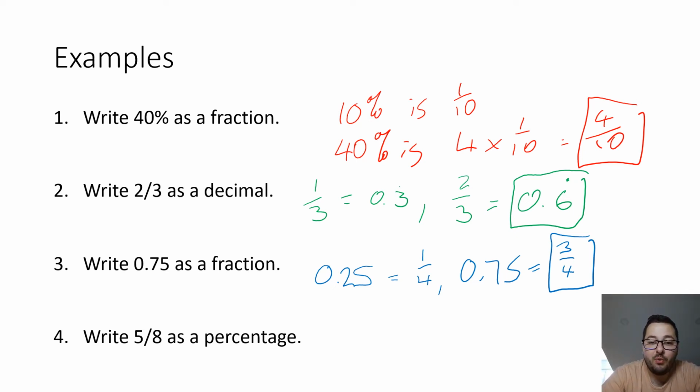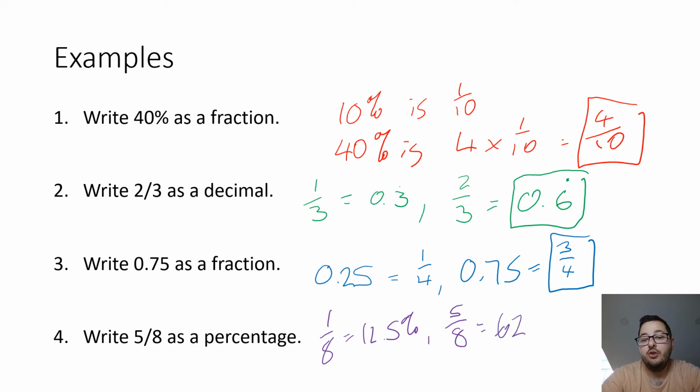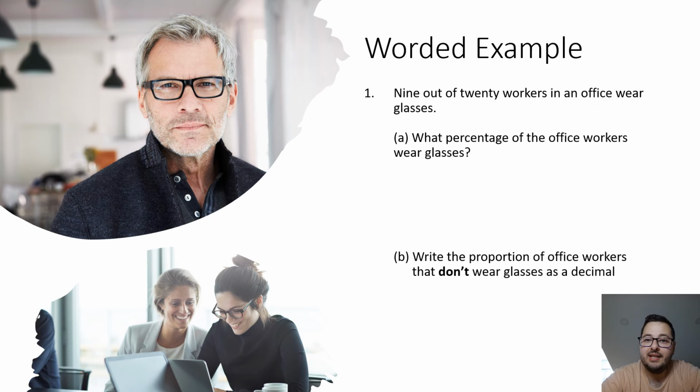Okay, and number 4, we want to find 5/8 as a percentage. Well, 1/8 is 12.5%. So 5/8 is going to be 5 times that, which I think would be 62.5%. Okay, great. Let's just have a look at a worded example.